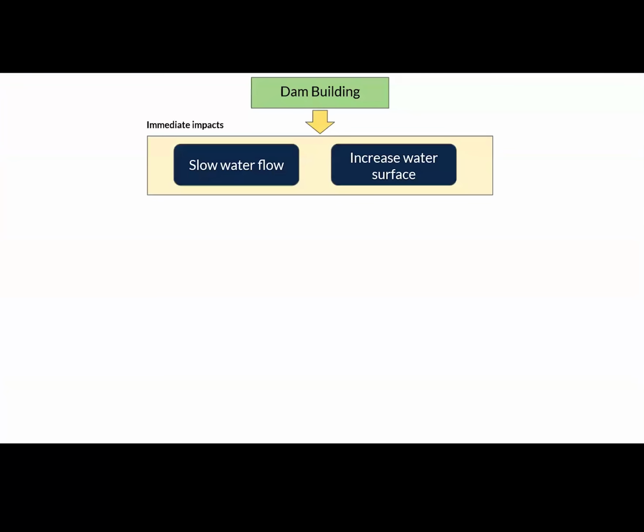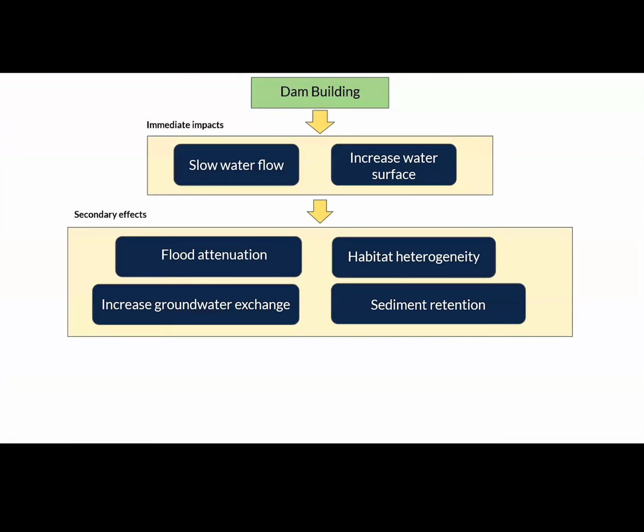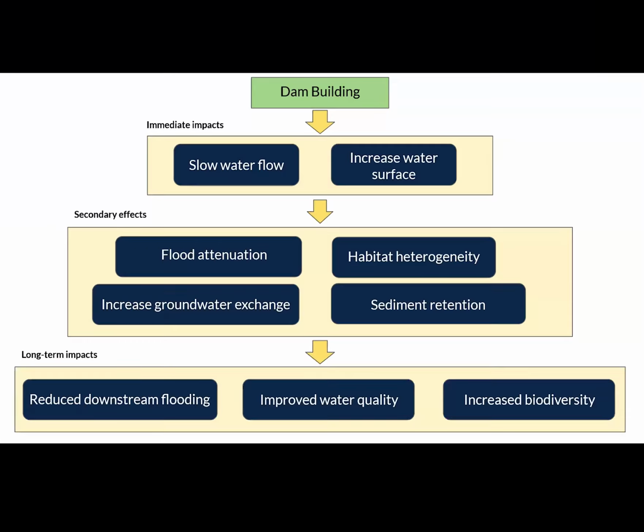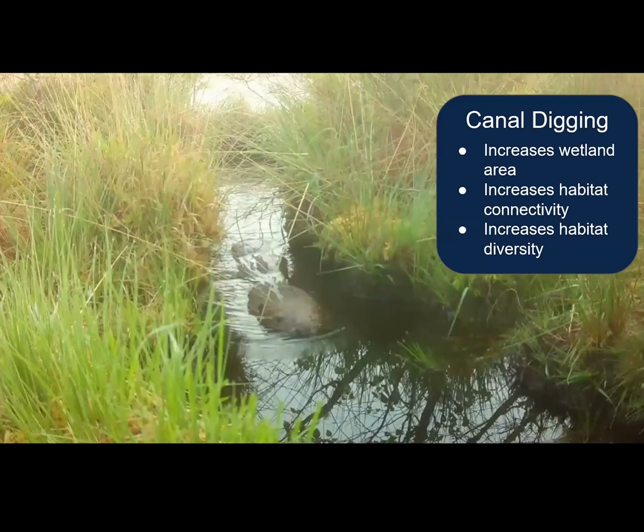So I'm just going to give you a visual of that. The short-term impacts of dam building are the slowed water flow, that increased water surface area, that increases habitat. And then that leads to flood attenuation, which is huge in Michigan. There's a lot of flooding that we're forecasted to have as climate change increases. Increased groundwater exchange, which can help with droughts, habitat heterogeneity and sediment retention. And the long-term impacts of that are reduced downstream flooding, improved water quality, and increased biodiversity.